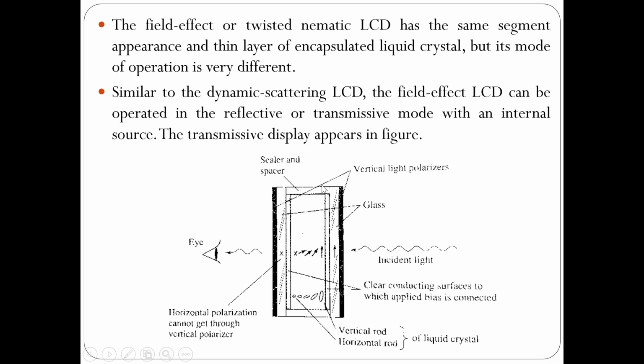Sealer and spacer, vertical light polarizer, glass, eye, incident light, clear conductive surface, and horizontal polarization cannot get through the vertical polarizer. So this is another circuit diagram.